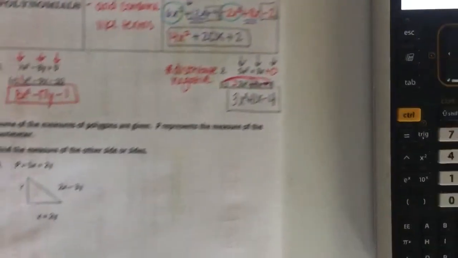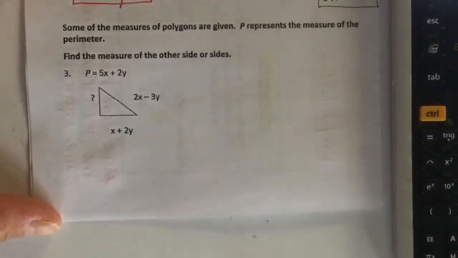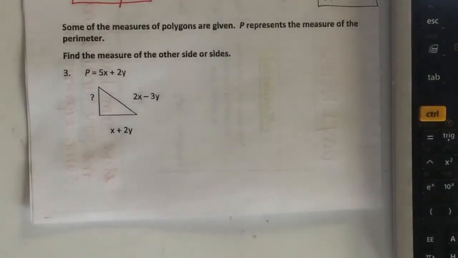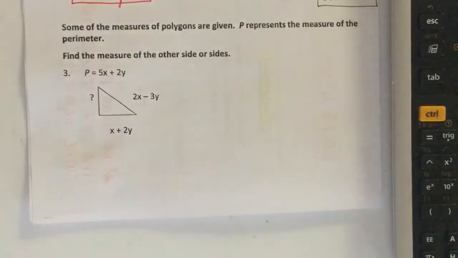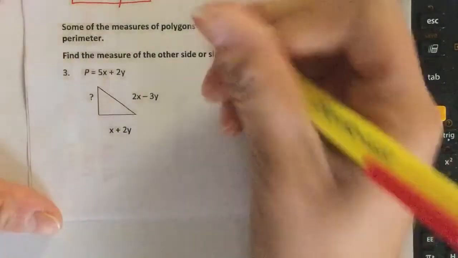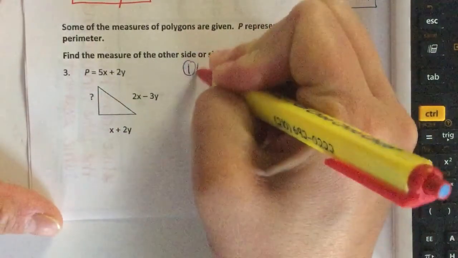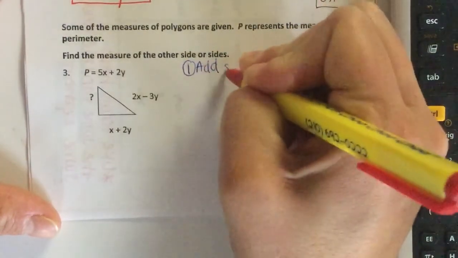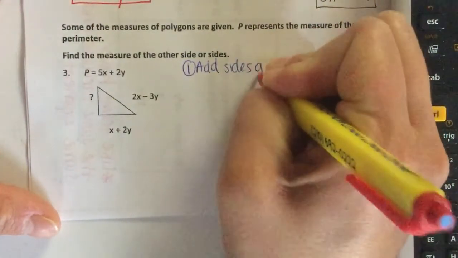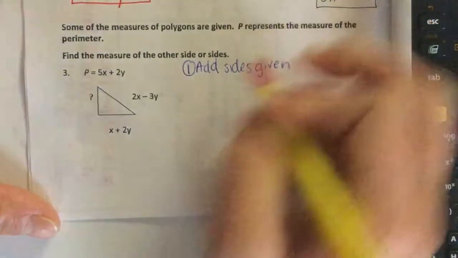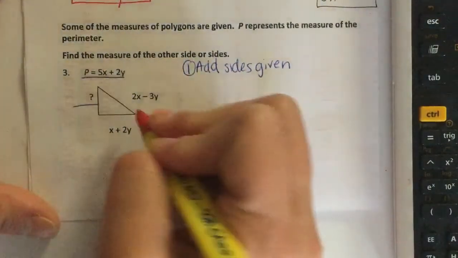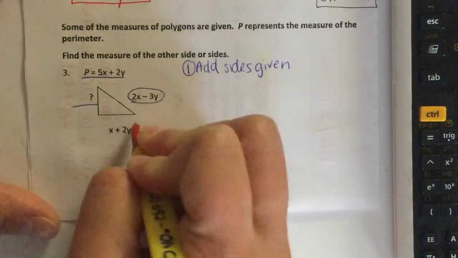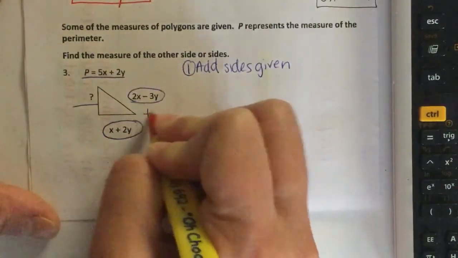All right, next example. 3, it's a word problem. Some of the measures of a polygon are given. P represents the measure of the perimeter. Find the measure of the other side. So this is a 2-step process. First thing you're going to do, add the sides given. If you're trying to find the missing side and you're given the perimeter, you're going to add the 2 sides that are given. These 2 you're going to add together.